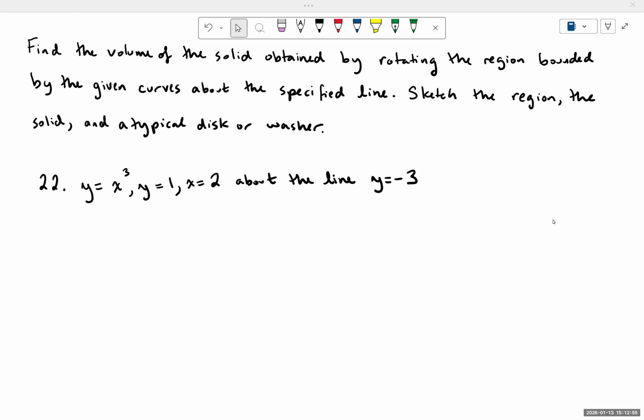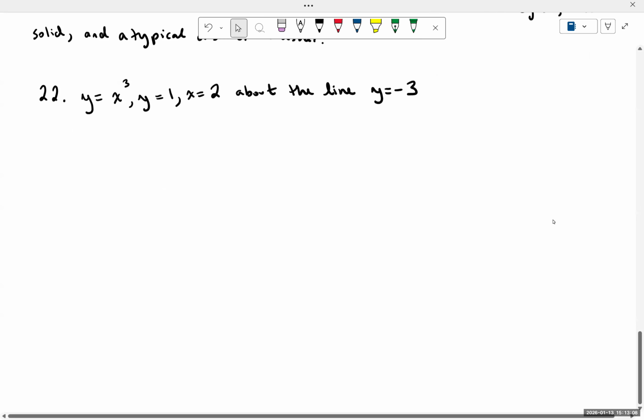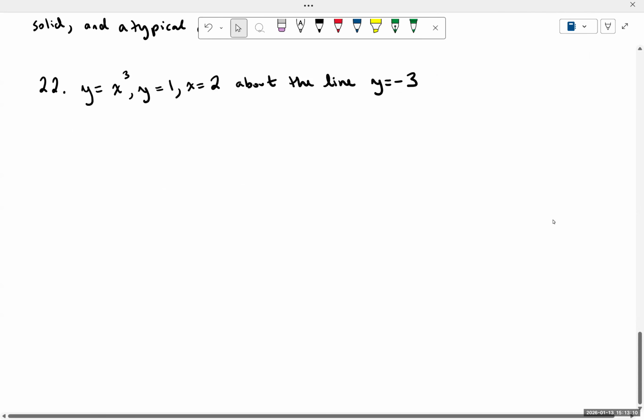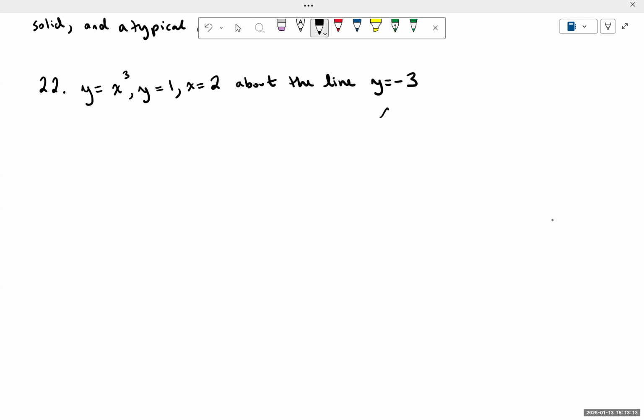In this problem, we are now rotating about a different line, not one of the coordinate axes. So I'm going to try to draw this somewhat carefully so that we can see it. It's a little bit wide, right, because of the numbers, but we'll see what we can do.